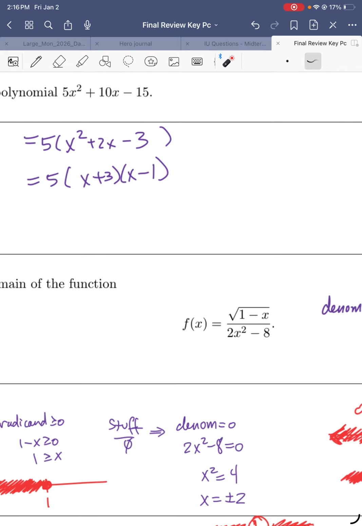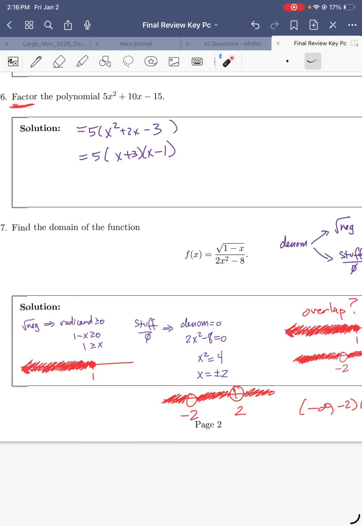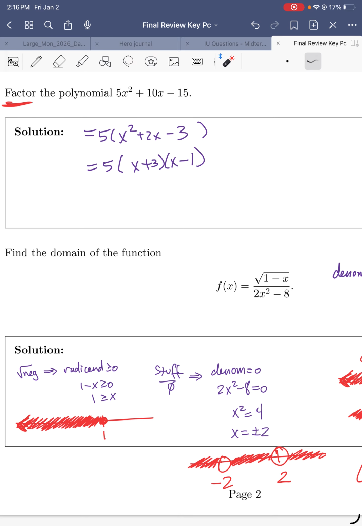Okay. Domain, you have to know that you're looking at the square root of a negative or stuff over 0. So if I look at square root of a negative for this one, I end up getting the radicand is greater than or equal to 0. So we get x is less than or equal to 1. So it's all this stuff.